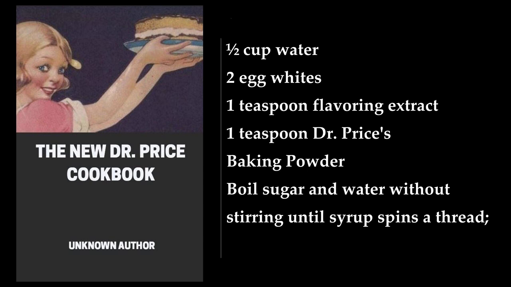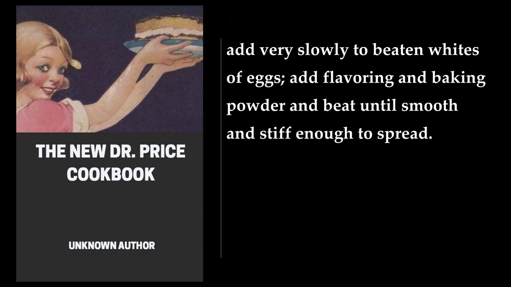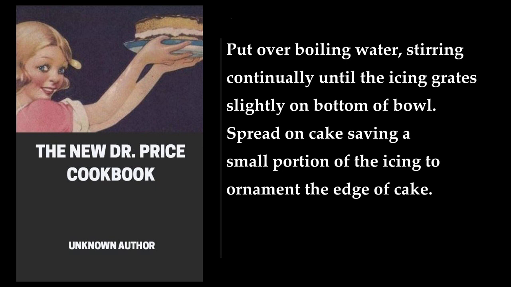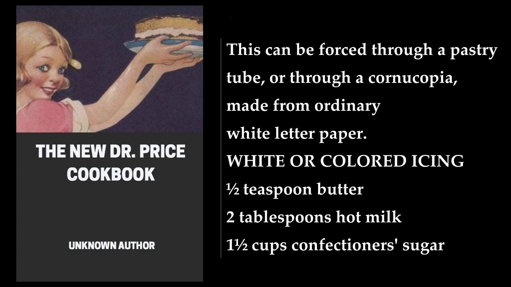Boil sugar and water without stirring until syrup spins a thread. Add very slowly to beaten whites of eggs, add flavoring and baking powder and beat until smooth and stiff enough to spread. Put over boiling water, stirring continually until the icing grates slightly on bottom of bowl. Spread on cake, saving a small portion of the icing to ornament the edge of cake. This can be forced through a pastry tube, or through a cornucopia, made from ordinary white letter paper.